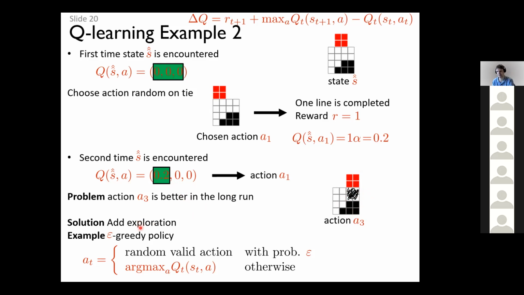And with exploration, we mean that we choose actions that are not always the optimal one, but we can try some other actions occasionally and see what happens. An example of a policy with exploration is an epsilon-greedy policy. In this case, we choose the action as either a random action with probability epsilon, or the optimal one, or the current estimate of the optimal one otherwise.